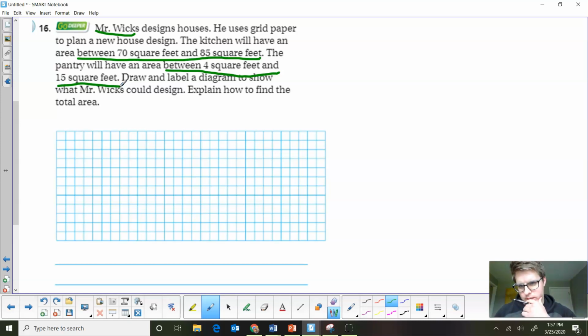Man. How am I going to solve this problem? The kitchen has an area between 70 and... Okay, so the pantry is going to be inside the kitchen, right? At least that's what I think. Like my kitchen has a pantry in it. So let's see. The total area has to be between 70 and 85 square feet. Let's just start there. What two numbers can we multiply to get us somewhere in between 70 and 85?